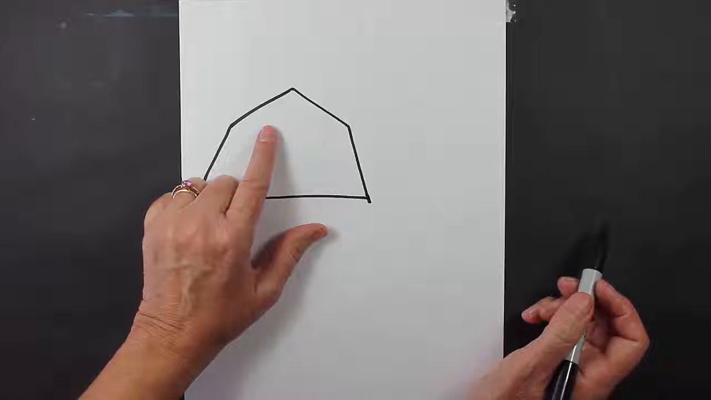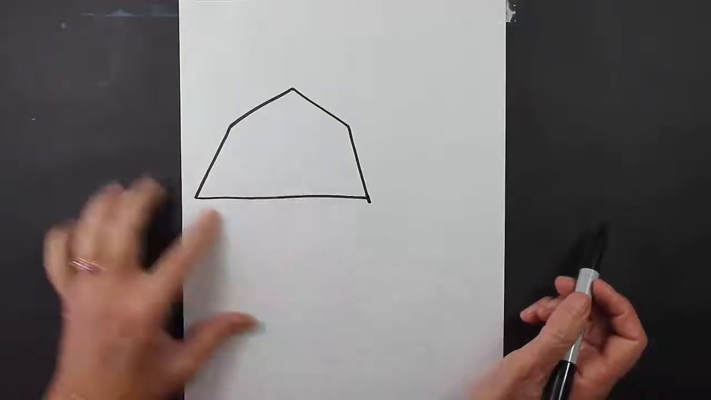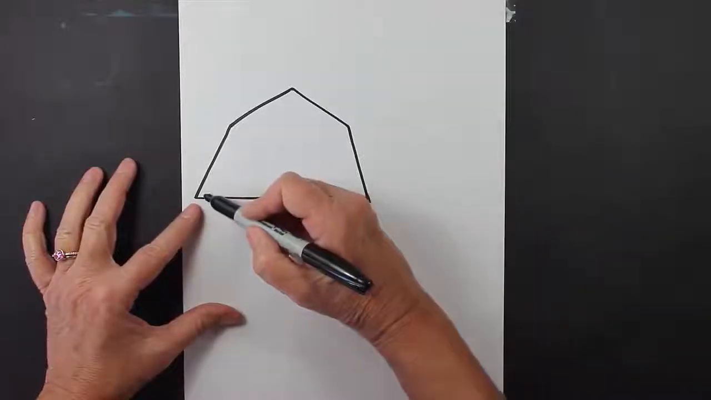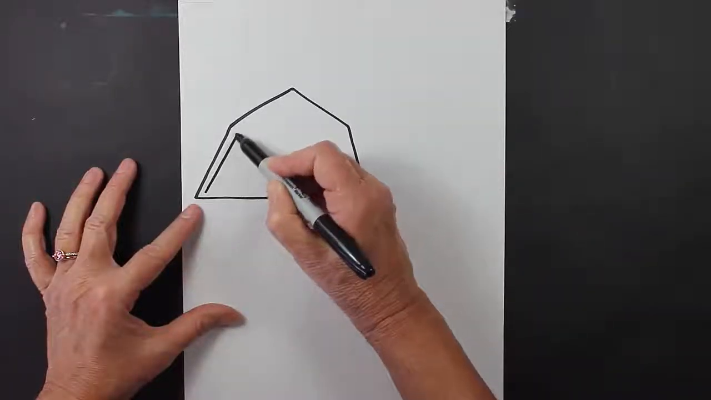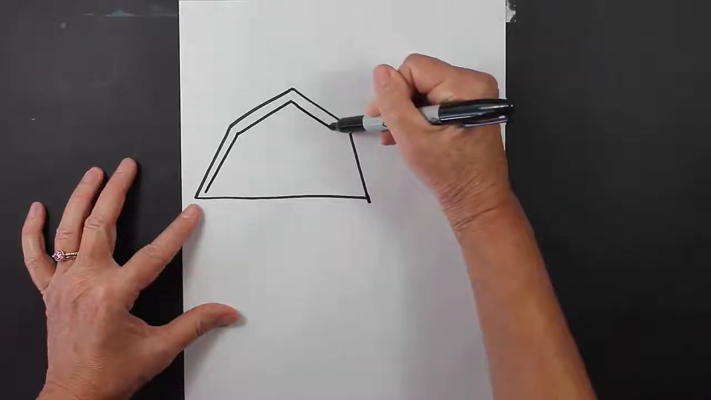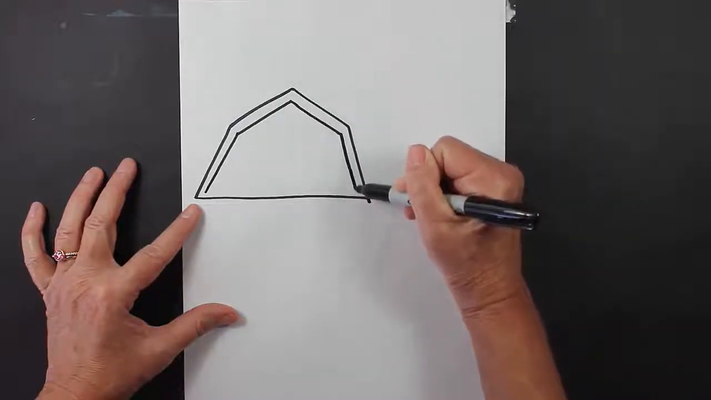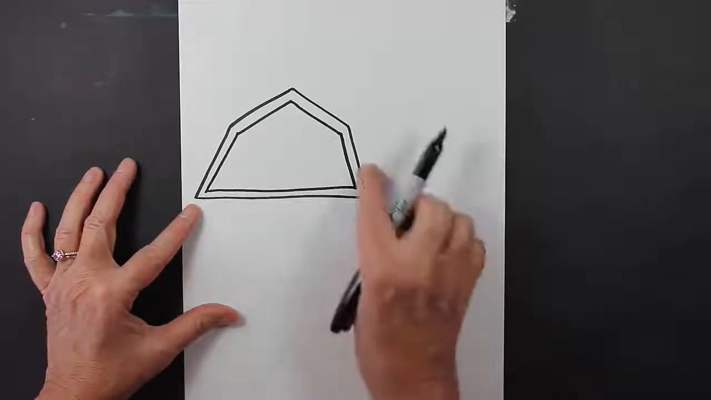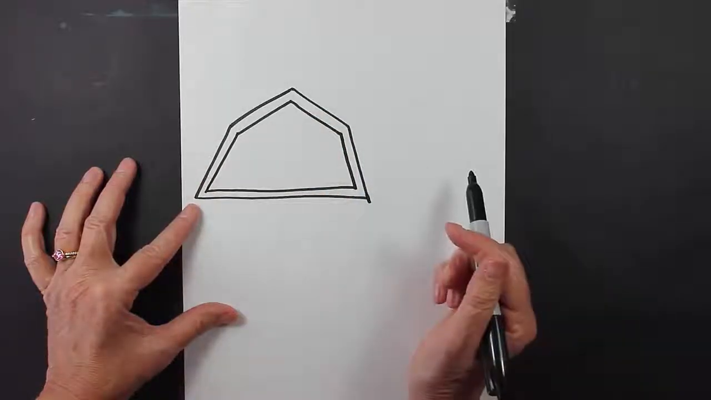And what we're going to do is on the inside of this, we are going to make more diagonal lines and this line to be straight down here at the bottom. Watch what I mean. So we go like this and we follow along with those first lines and then we close that up at the bottom. So this is the roof of our barn.